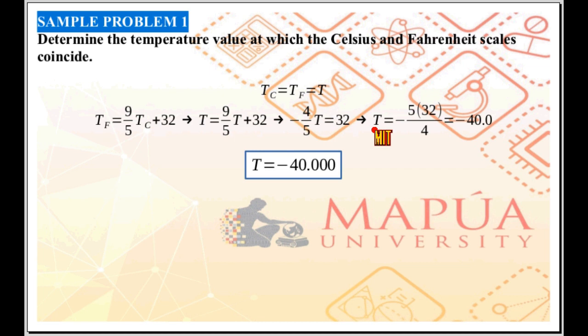Isolating T, we get T is equal to negative 5/4 times 32, divided by 4. That will give you negative 40. So T is equal to negative 40.000. At this value, Tc is equal to negative 40.000 degrees Celsius. If you convert that to Fahrenheit, Fahrenheit temperature Tf is also equal to negative 40.000. But this time, the unit is degrees Fahrenheit.